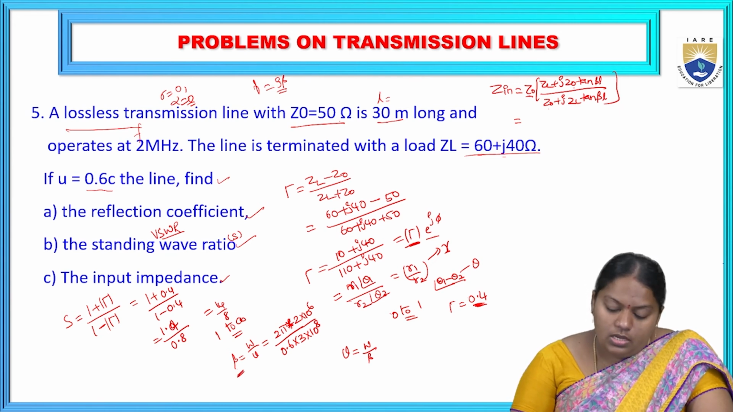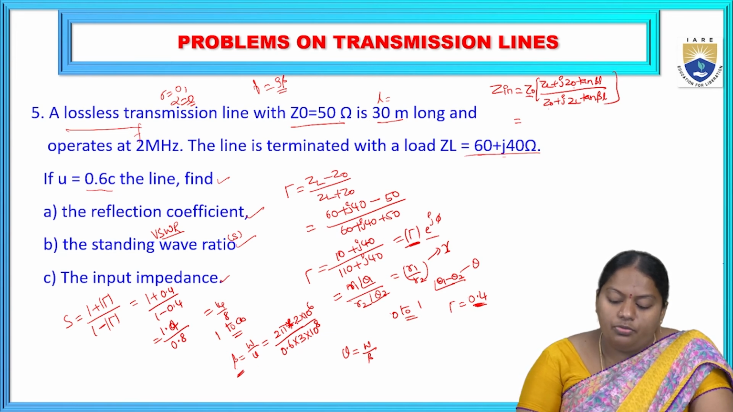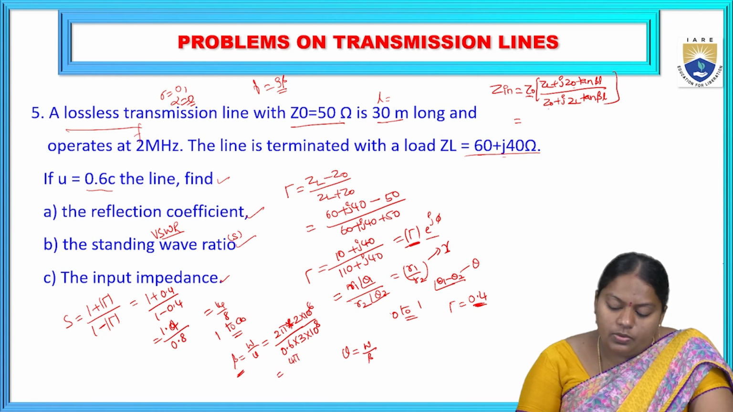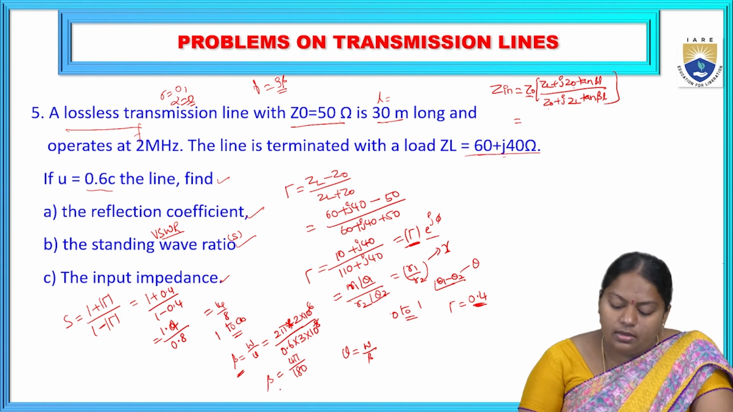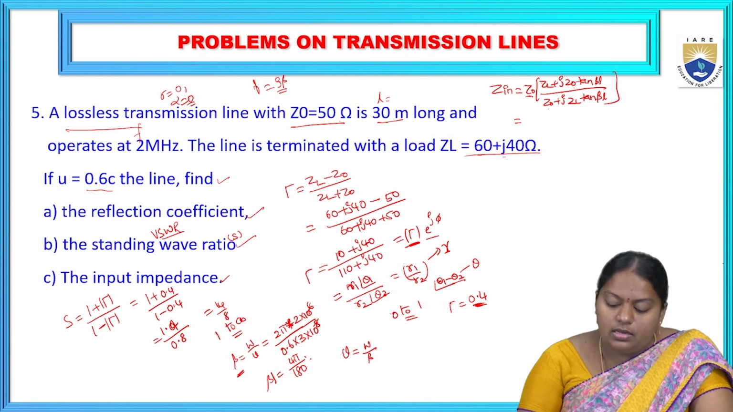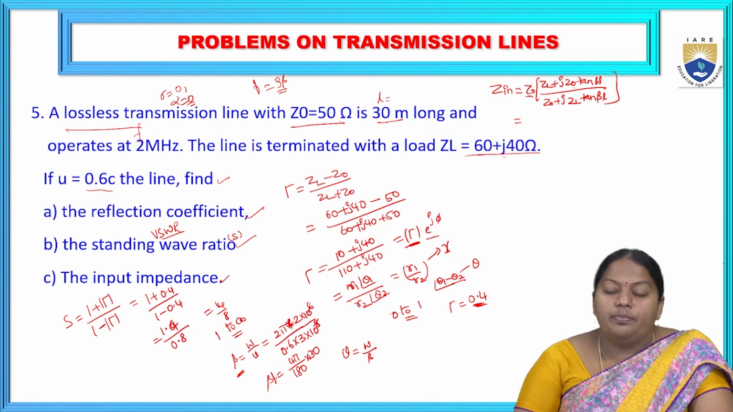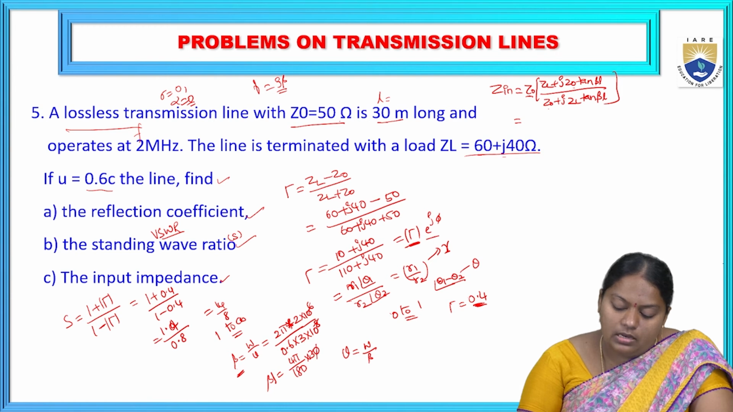Right? So now we multiply these: the numerator becomes 4 pi into 10 power 6, and the 10 power 6 gets cancelled. The denominator, 0.6 into 3, becomes 1.8, which with the 10 power 8 gives 180 after cancelling. The beta value is 4 pi by 180. And if you multiply it with L, that is 30, then the 6 gets cancelled and it will be 3.